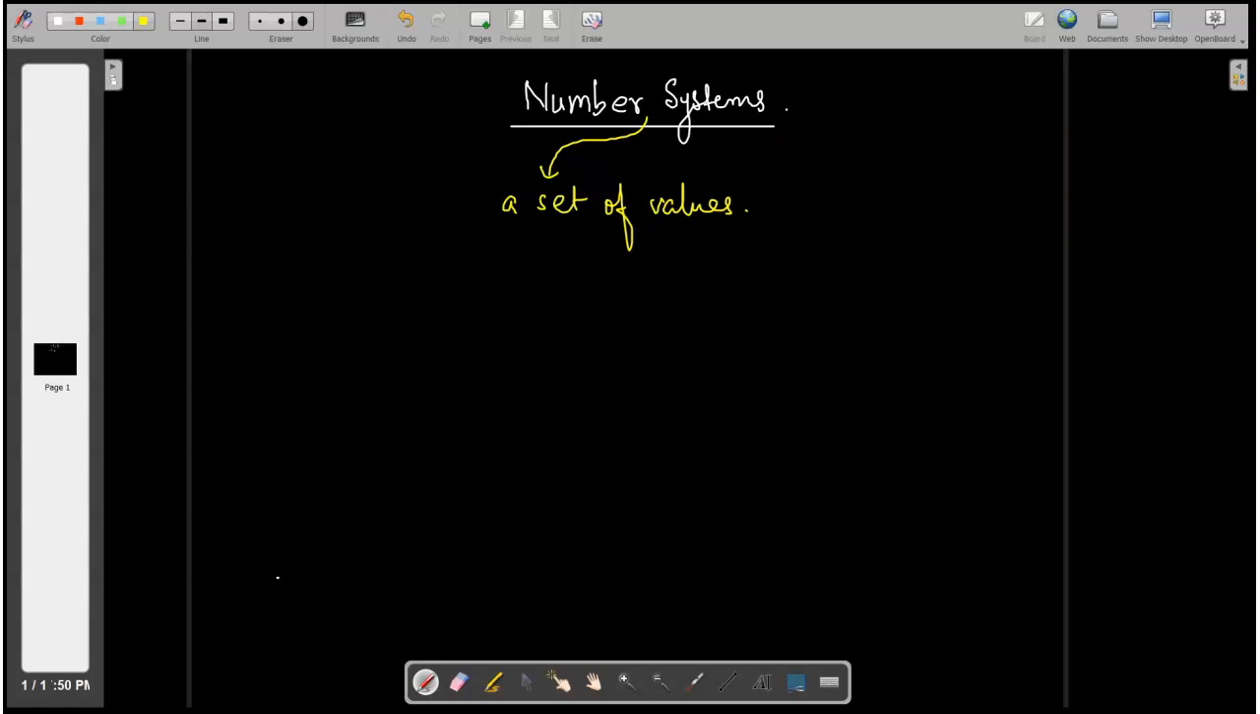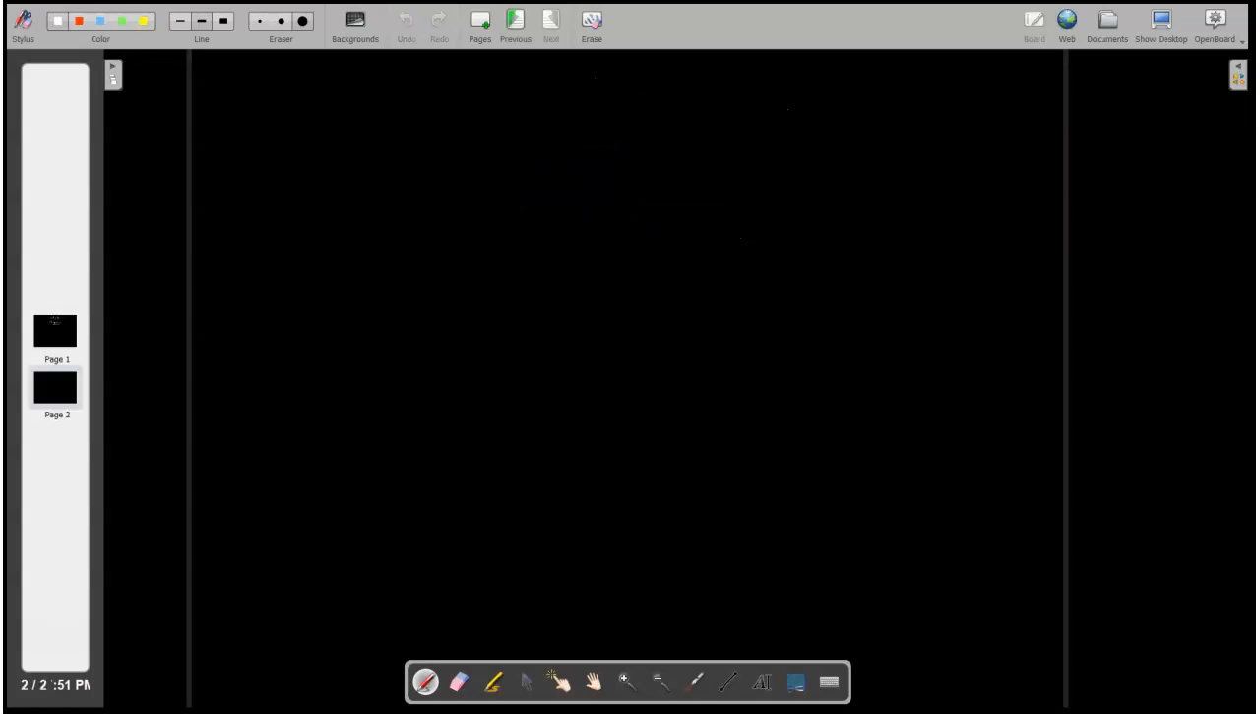Now, when we talk about a computer system, it also understands a certain type of number system, which we call the binary number system. A computer only understands the binary number system, which we will be discussing in detail. So for now you just need to understand what is number system. It is a set of values which represent something, an amount. Okay, so let us begin with the types of number system. What are the various types of number system?